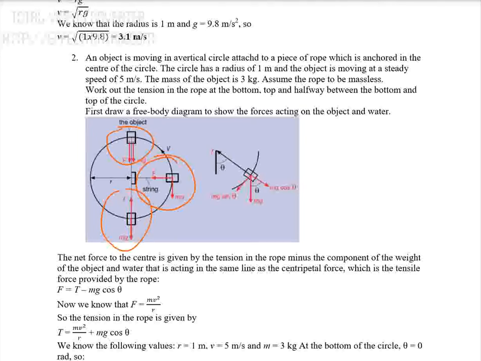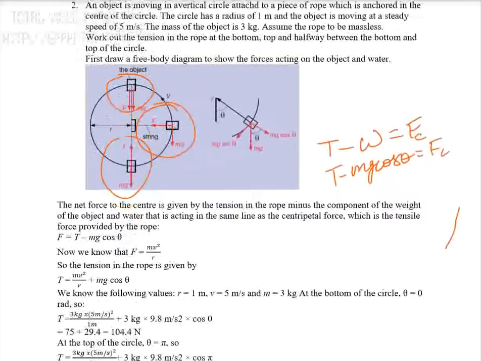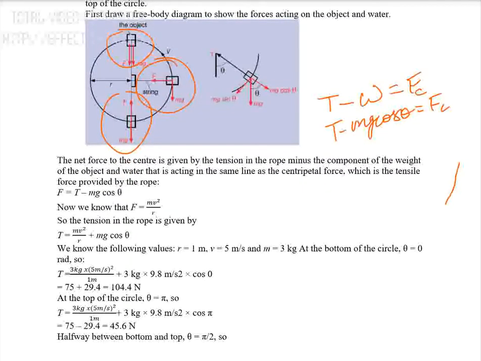For the net force to the center, it is given by the tension in the rope minus what? Tension in the rope minus the component of weight. Weight gives us what? F net or F centripetal. This one is the general equation. And since there is a change in angle between the tension, the centripetal force and the weight, it becomes T minus mg cos theta is equal to Fc. This one is the general equation. From this, depending on the value of theta, we have different equations.